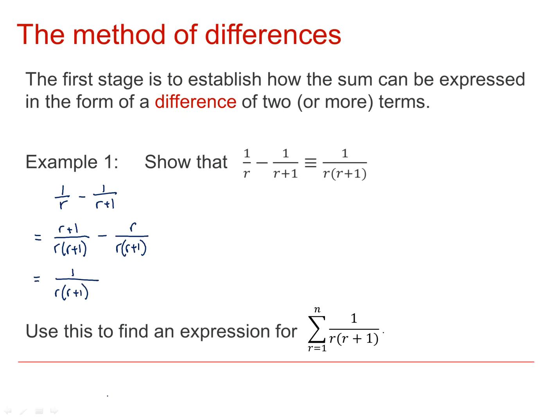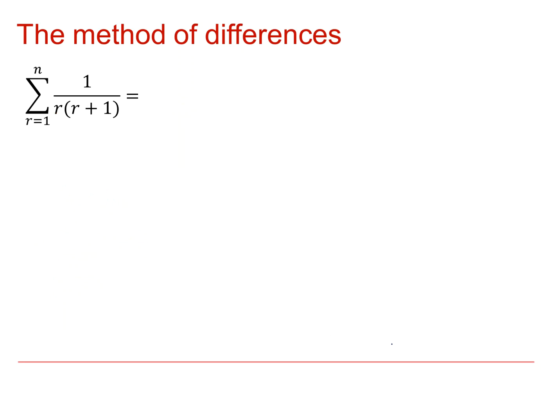So we're asked now to find an expression for the sum from r equals 1 to n of 1 over r plus 1. So we've just shown that this is equal to the sum from r equals 1 to n of 1 over r minus 1 over r plus 1. We'll write out the first few terms of this. When r is 1, I've got 1 over 1, which is 1, take away 1 over 2, which is a half.